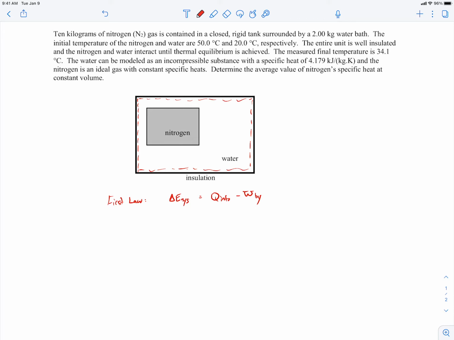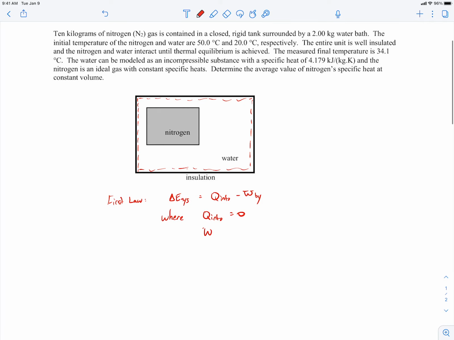And we'll go ahead and expand these out here. So first of all, we'll expand out the heat transfer. That's going to be 0. Now there is some heat transfer between the nitrogen and the water, but that's inside our system, so we don't worry about it. It's all happening inside. This heat transfer is across the system boundary, and since it's insulated, that's going to be 0.